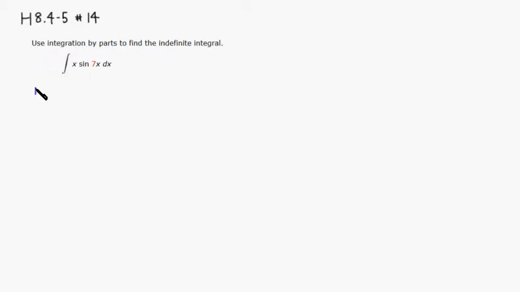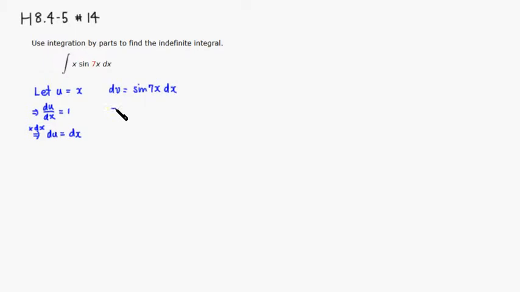So we're going to let u be x and dv to be the rest of it, so it's going to be sine of 7x dx. Going through the usual drills, take the derivative of u with respect to x, which is going to be equal to 1. Then multiply through by dx to get du. So du is actually the same thing as dx, right?